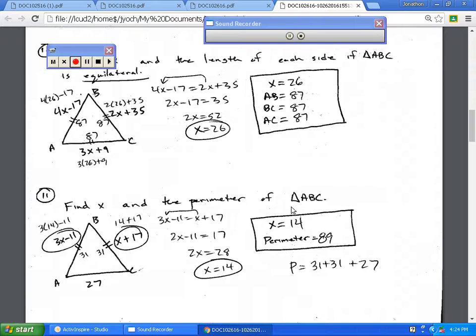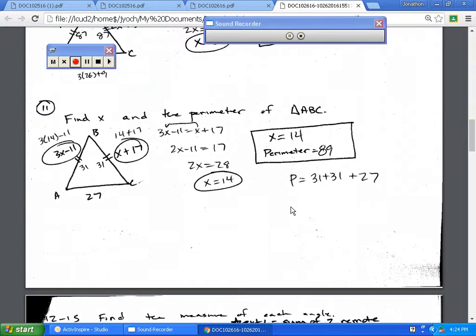Remember, it's equilateral. Number 11, find x and the perimeter of ABC. Set this equal to this, because you have an isosceles triangle, you have the tick marks, they're both equal to each other. You're going to subtract x and add 11 to both sides. For our Spanish-speaking listeners, you get x is 14. Plug 14 there, you get 31, 31, plus 27.